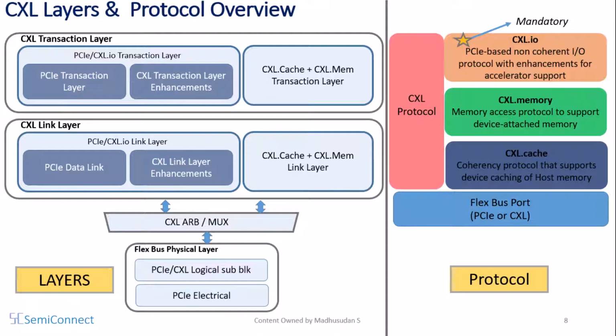And then there is a CXL link layer. Similarly, the CXL link layer for CXL.io is built on the actual PCIe, whereas for CXL.cache and CXL.mem there is a new specification which is addressed in the CXL specification. CXL.cache and CXL.mem again share the common link layer. And then below that, there is what is called a CXL ARB/MUX, right?